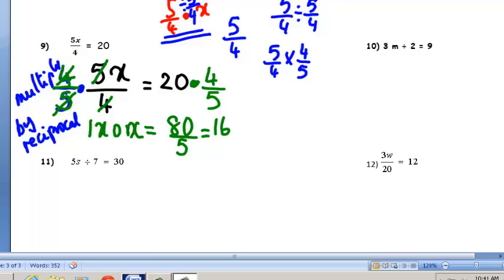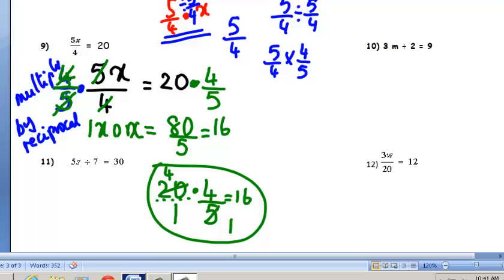Or like some of you want to do it, you can do this also, and which is what I would do. I would go ahead and maybe put that invisible 1 there. 5 goes into 20, 5 goes once, 5 goes 4 times, 4 times 4, 16. So you could do it either this way or this way. It doesn't matter how you do it. You're going to end up with an answer of 16.